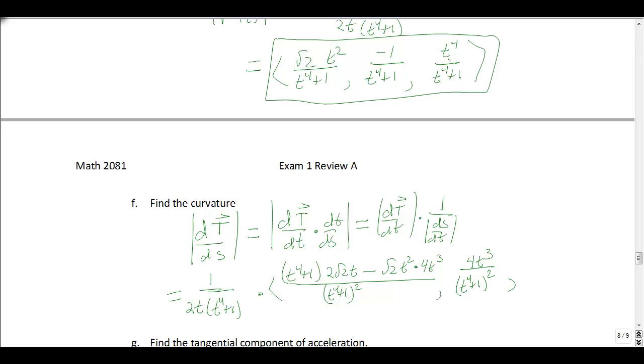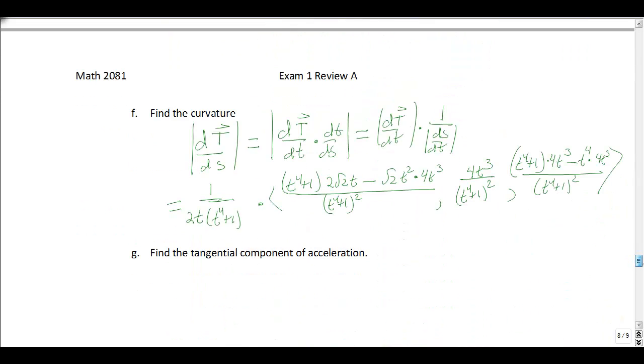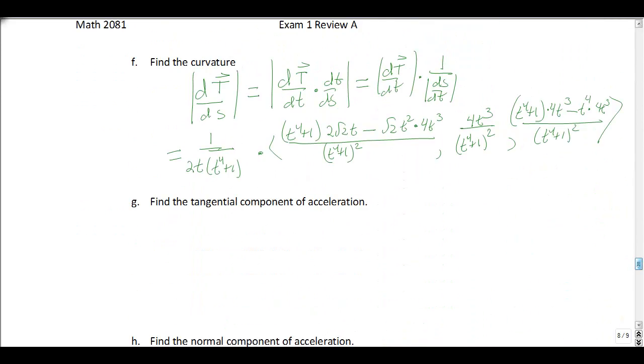And then my third component here, I'm going to get the bottom, t to the 4th plus 1, times the derivative of the top, 4t cubed, minus the top, t to the 4th, times 4t cubed, which is the derivative of the bottom, all over t to the 4th plus 1 squared. So I'm just differentiating my unit tangent vector with respect to t. Gives me this mess here.